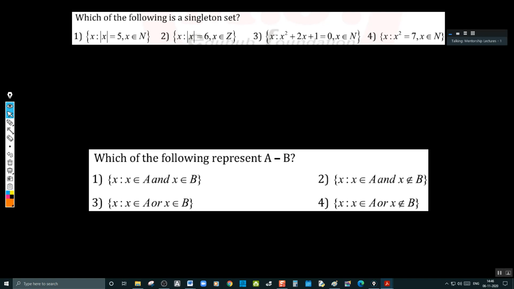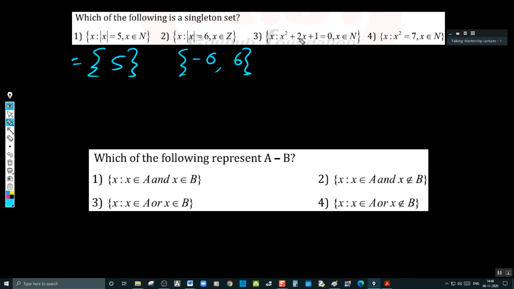Which of the following is a singleton set? Singleton set means in the set you must have only one element present. So if you take mod x is equal to 5, x belongs to N, in the first option, if you write it in the roster form, it is only 5. And if you go to the second one, x belongs to Z, and mod x is given to be 6, hence you can have two elements like this: minus 6, plus 6.